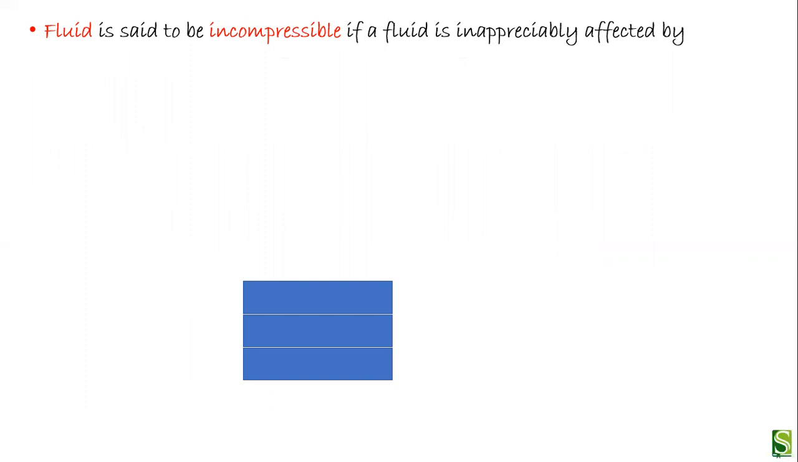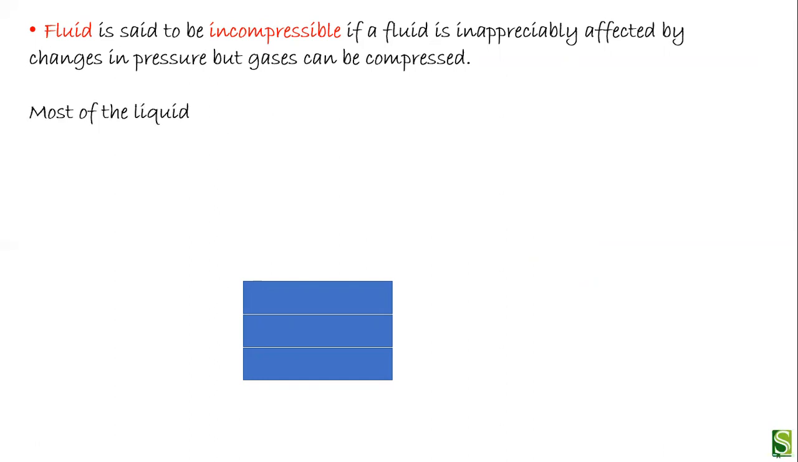Fluid is said to be an incompressible liquid plus the gases which do not show a large amount of change in their density with changes in temperature and pressure. Only those types of gases are included in the definition of fluids. A fluid is said to be incompressible if it is inappreciably affected by changes in pressure, but gases can be compressed. Most liquids are incompressible.